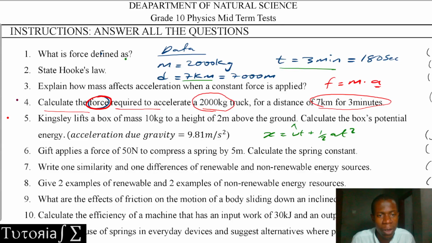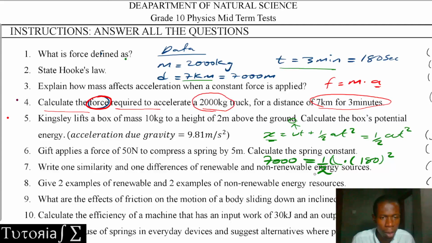We consider the initial velocity to be 0, meaning that this would be 0. So this is basically equal to half at squared, and we'll use this formula. So our x is the distance, which is 7,000 meters. So we're going to say 7,000 meters is basically equal to half times acceleration, which is what we're looking for, times time, which we have, which is 180 seconds squared.